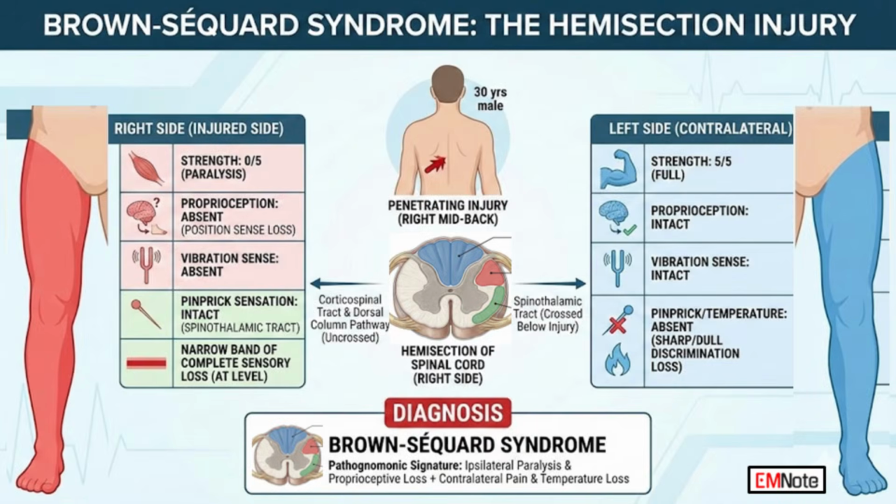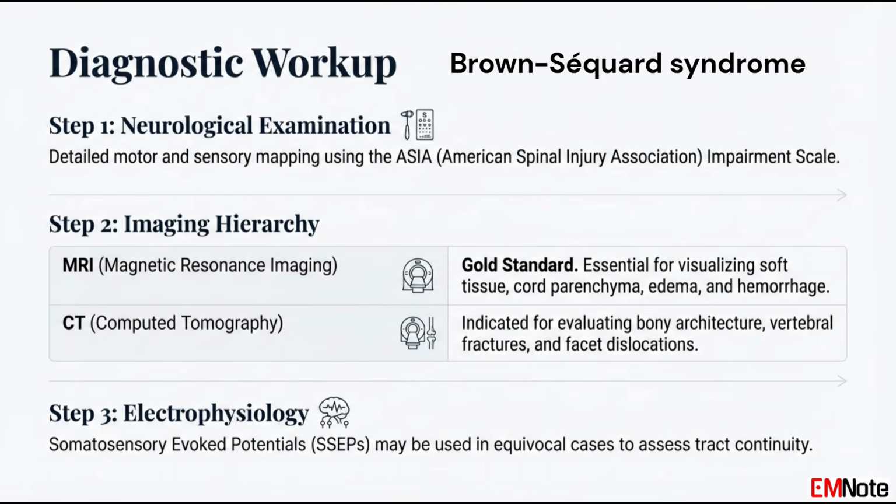When you encounter a patient with these symptoms, your priority is twofold: stabilizing the spine and obtaining definitive imaging. Magnetic resonance imaging is the gold standard of care. It provides a detailed view of the spinal cord itself, allowing us to see the extent of the hemisection, any associated swelling or edema, and whether there's an ongoing compression from a disc or hematoma.